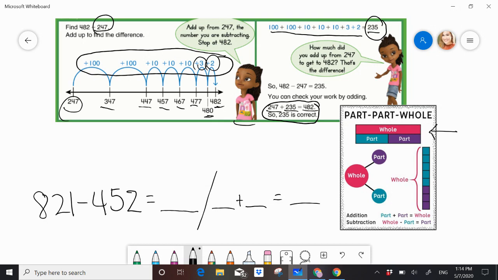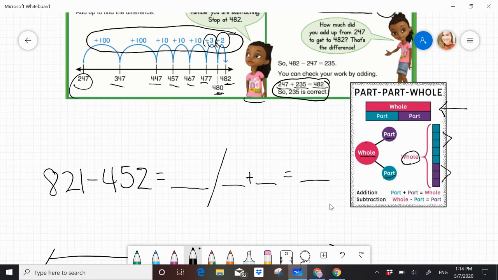They give us this visual part, whole. Whole, part. They give us the circles, whole. One piece is the part, the other piece is the part. The whole is the whole of the blocks. One part is purple, one part is blue. Addition, part plus part equals whole. Subtraction, whole minus a part equals a part. So this is important to keep in mind, this relationship between addition and subtraction.